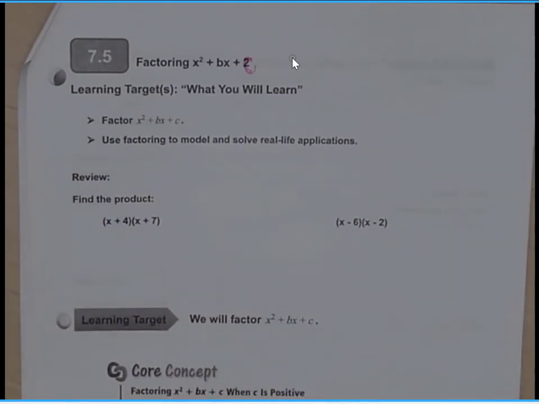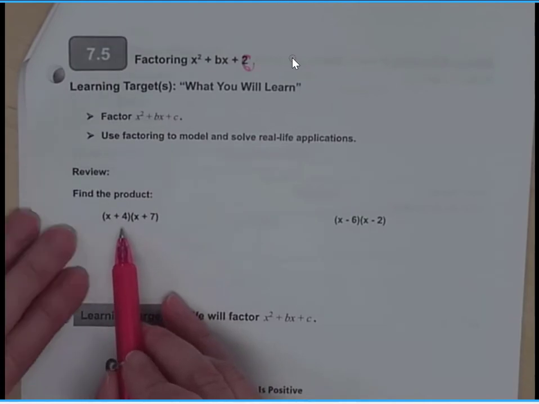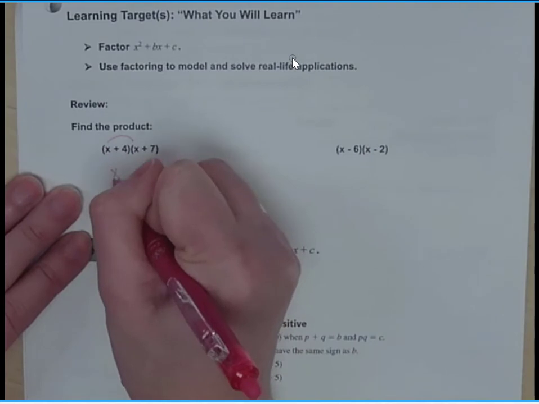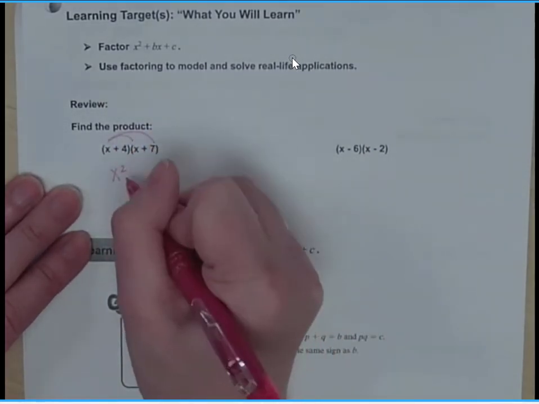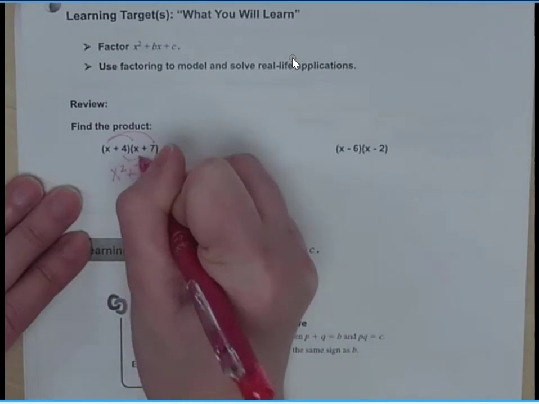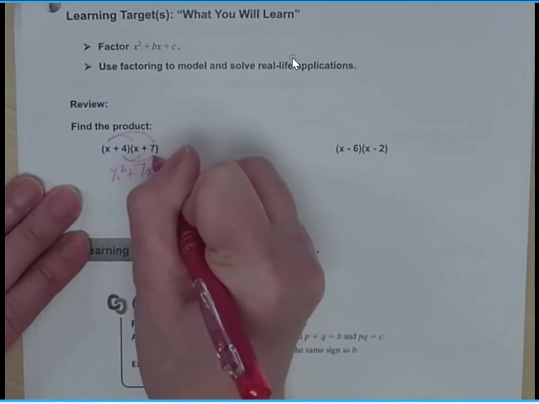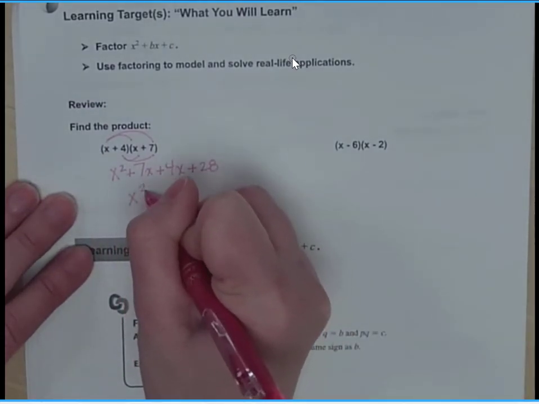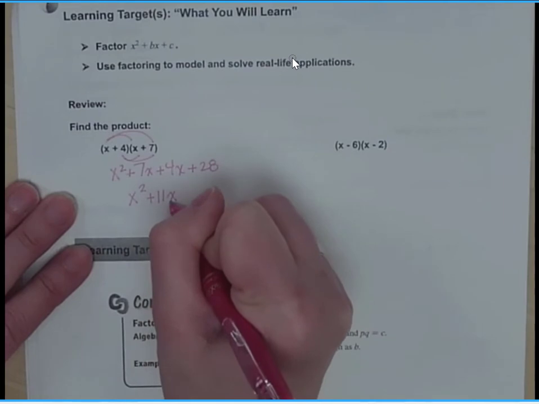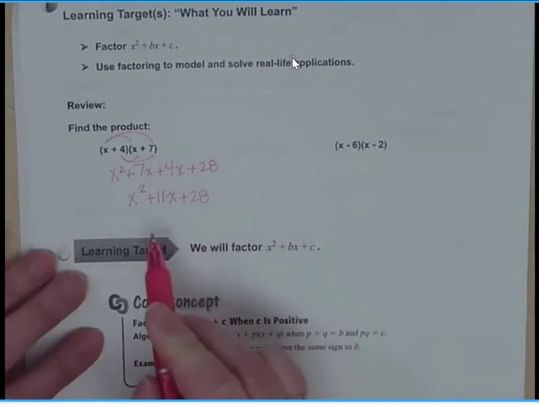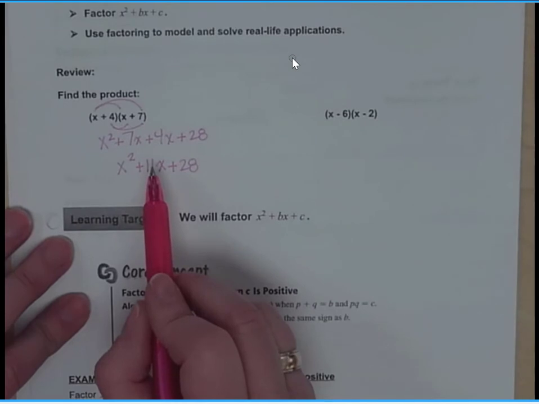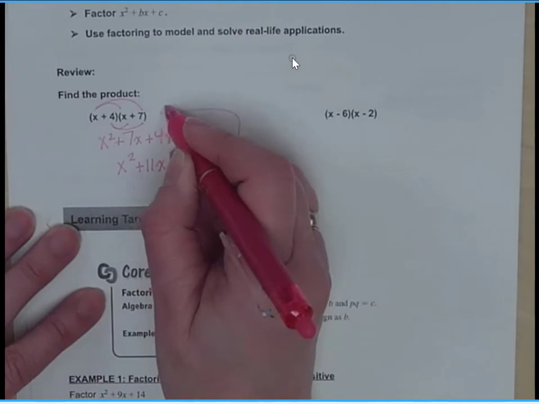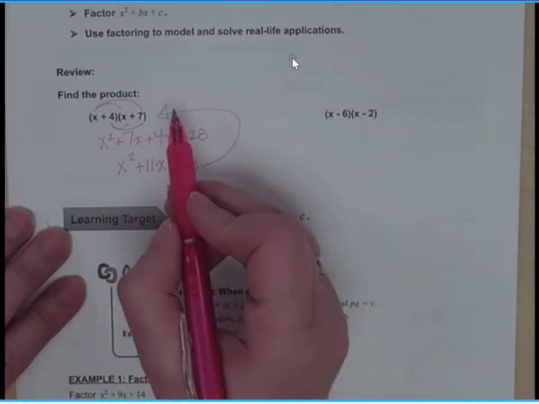Now, let's just review here for a second. So when we had these terms, we FOILed. Okay, so we had first x squared, then we had the outside plus 7x, inside 4x, plus 28, for a final total of x squared plus 11x plus 28. Now, this is important here, and I want to come back to this in just a second, because really what we're doing today is going from here to here. And I'm going to show you some cool shortcuts.